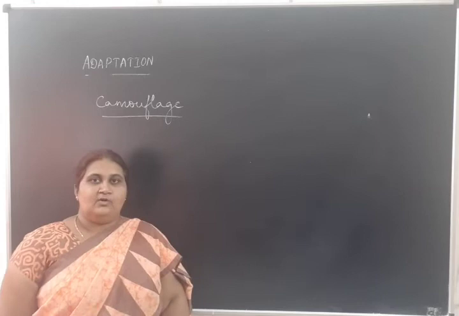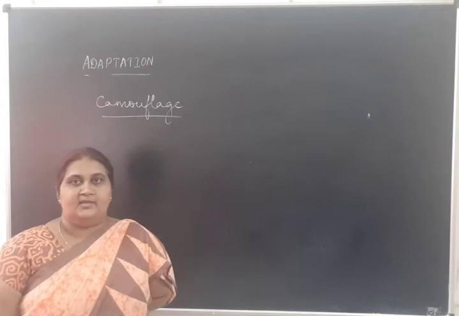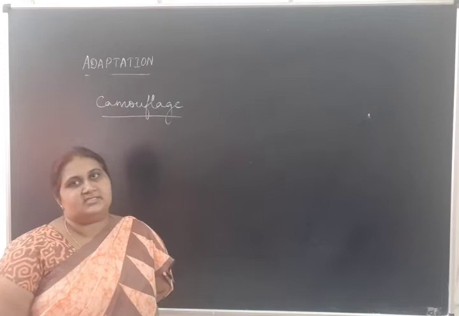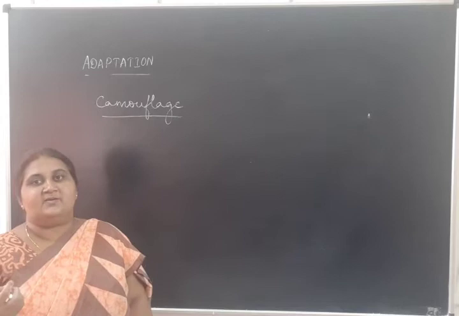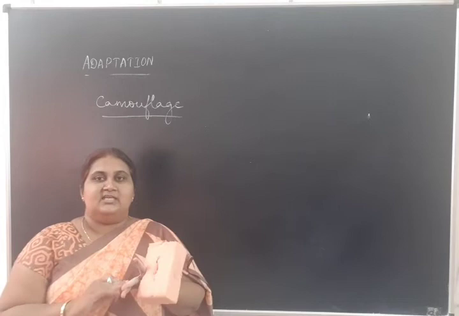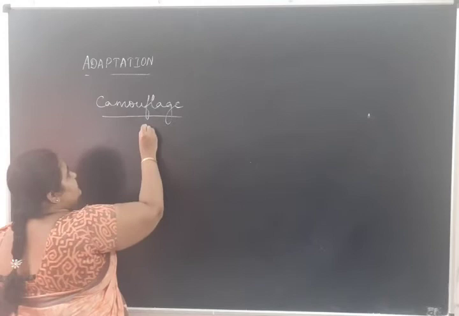Camouflage. What is meant by camouflage? It is also a means of adaptation. The ability of an organism to blend with its surroundings is called camouflage. You all know the chameleon, the best example for changing its body color. Similarly, frogs and insects show camouflage.